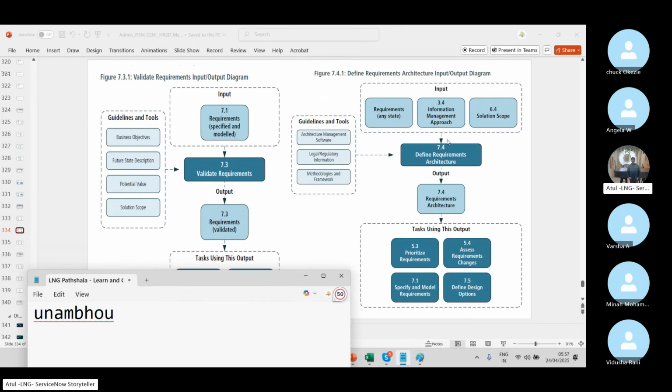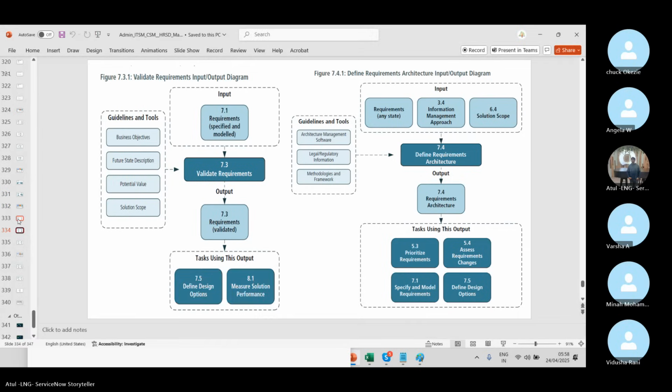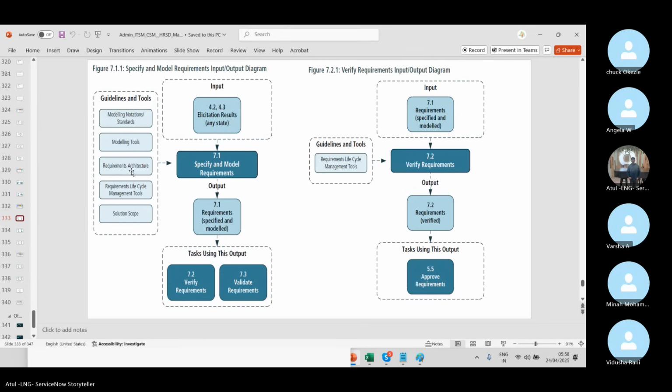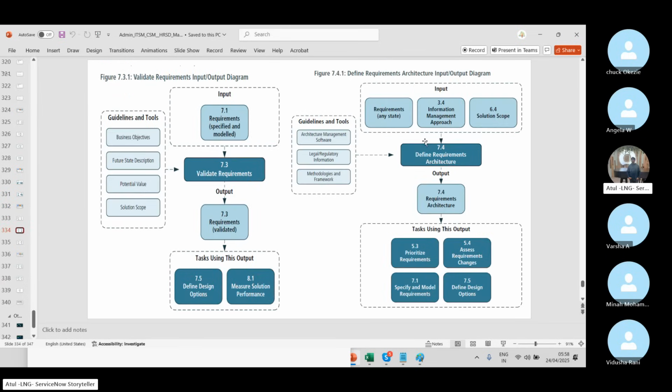Once you validate, then you have to define the architecture. Remember that we have this step here: requirement architecture. Why? Because this is the step which helps you understand how the two requirements are interrelated with each other. This is what defining the requirement architecture is. I guess the day before yesterday, we had a topic: this requirement is derived or dependent. That is where the concept comes into the picture.